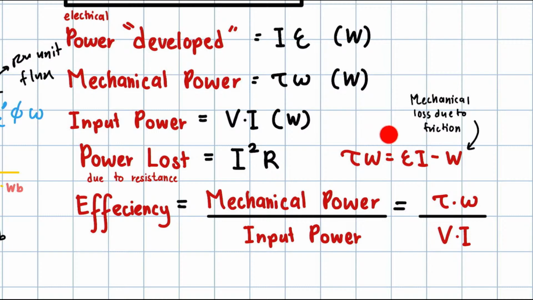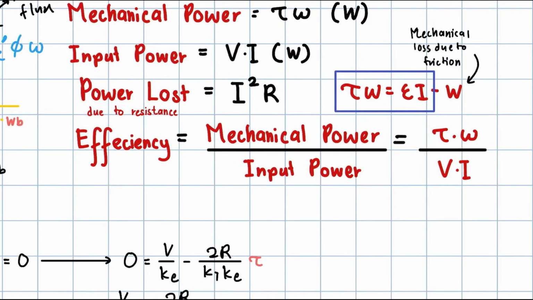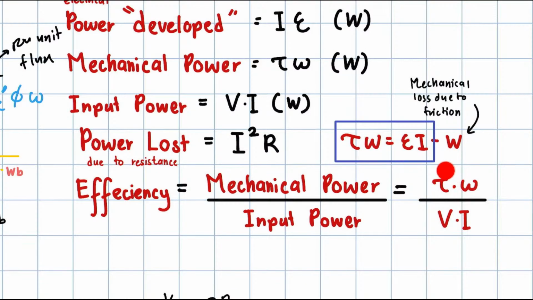The mechanical power is the electrical power developed minus the mechanical losses due to friction, if there is any. If there isn't, you can cancel this out. So usually it's just this. Torque times angular velocity equals E times I. So the efficiency is the mechanical power over the input power. So the mechanical power is torque times angular velocity over V times I. Okay.